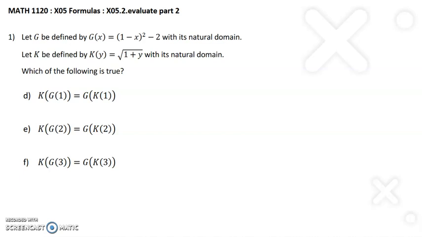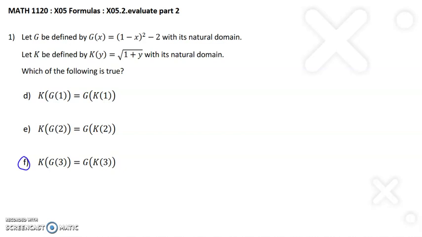Let's go ahead and take a look at this example, and we'll do part F. In this example, we have two functions. The first one is g of x equals 1 minus x, the quantity squared, minus 2. And we have a second function, k of y, which is the square root of 1 plus y. We're being asked which of the following is true. They gave us multiple parts to this, but let's just focus on part F.